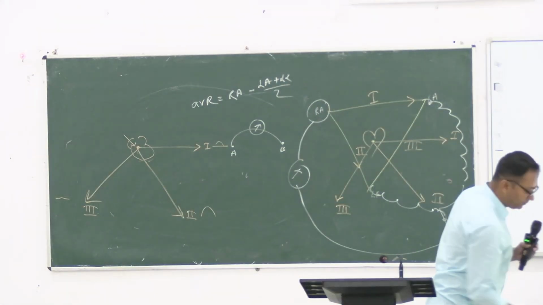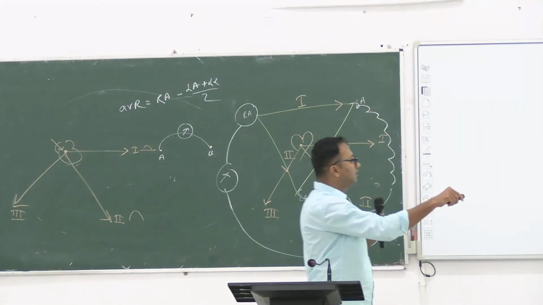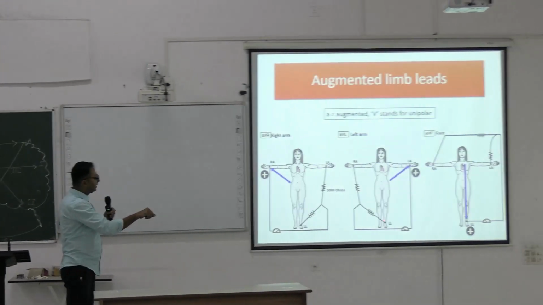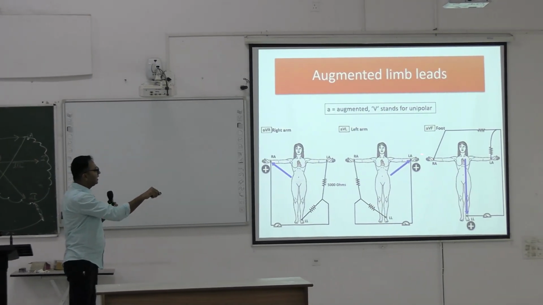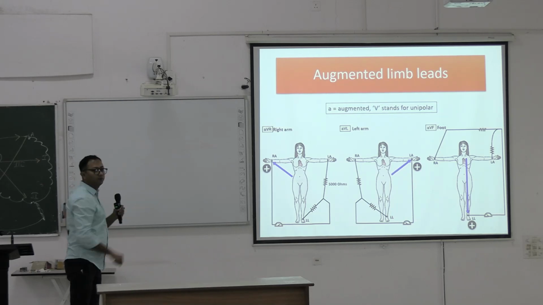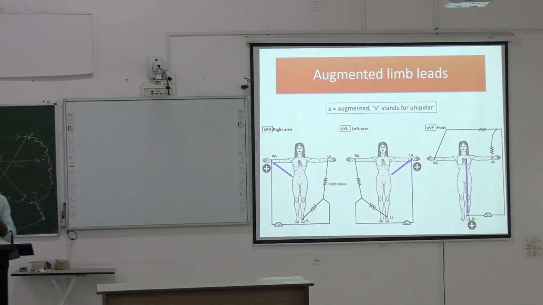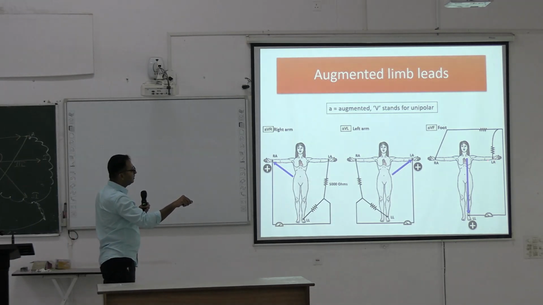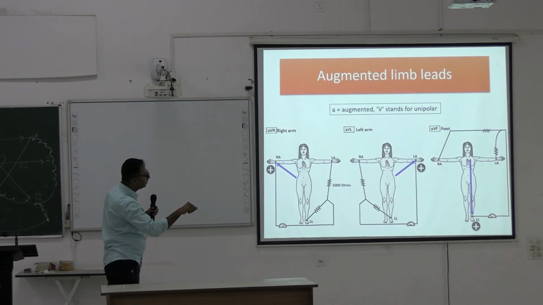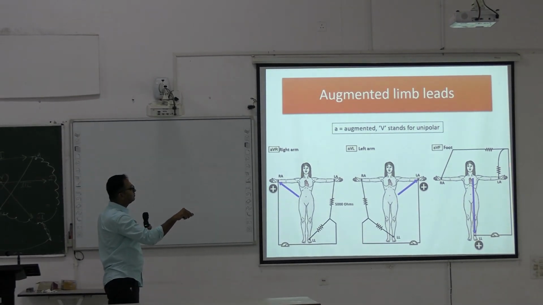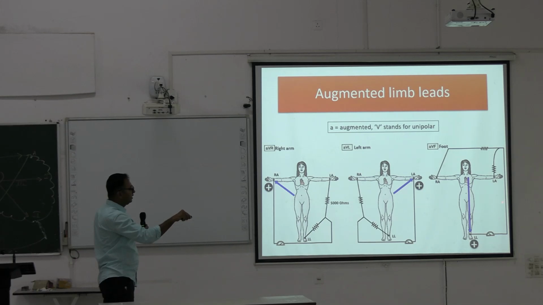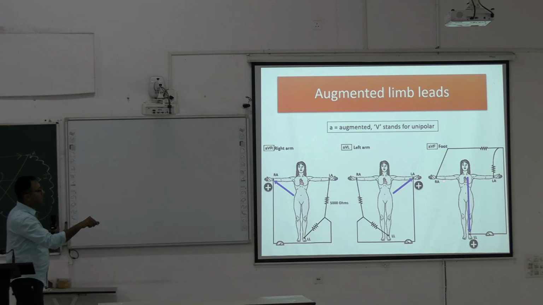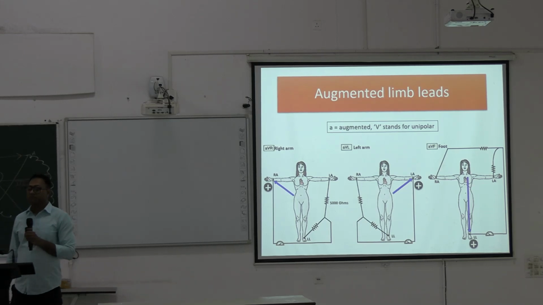Clear? Similarly, if you take AVL, you take two copper wires, put one on the right arm and one on the left leg, connect these two to get a terminal, and the left arm, with a voltmeter in between. Alright, clear? And finally AVF. For AVF, connect the right arm and left arm together to get a terminal, and connect the LL with the voltmeter. So AVF is LL minus (RA plus LA) by 2. Clear?